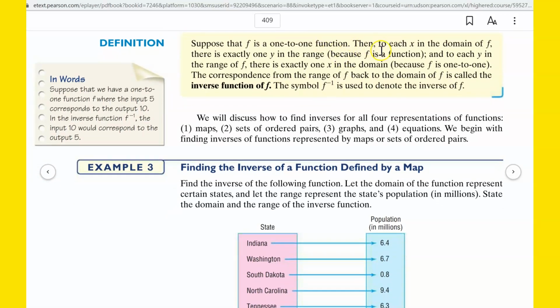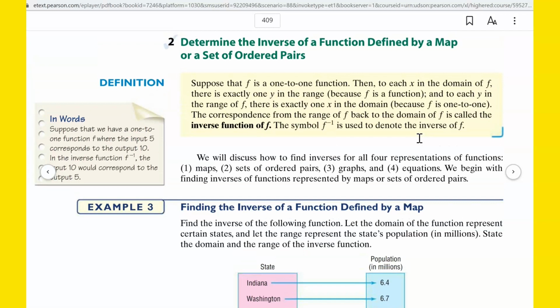Suppose that f is a one-to-one function. Then to each x in the domain of f, there is exactly one y in the range because f is a function. And to each y in the range of f, there's exactly one x in the domain because f is one-to-one. The correspondence from the range of f back to the domain of f is called the inverse function of f. The symbol f with this -1 exponent is used to denote the inverse of f. So if you see f with a -1 superscript, you don't say f to the -1. What you say is f inverse. That symbol means f inverse.